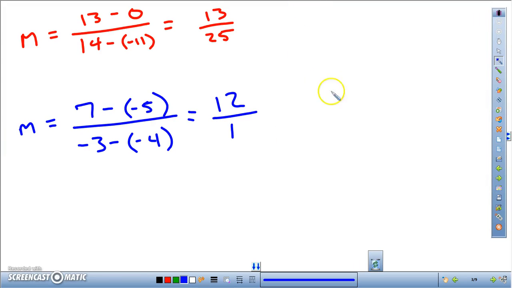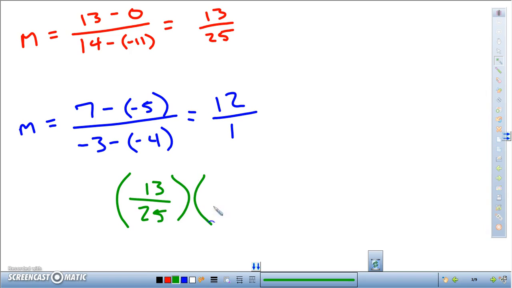Alright, so picking up where we left off here, we have the slope of line AB, which is 13 over 25, and the slope of line CD, which is a positive 12. Those are obviously not the same, so we're going to see if, when I multiply these together, will I get a product of negative 1?